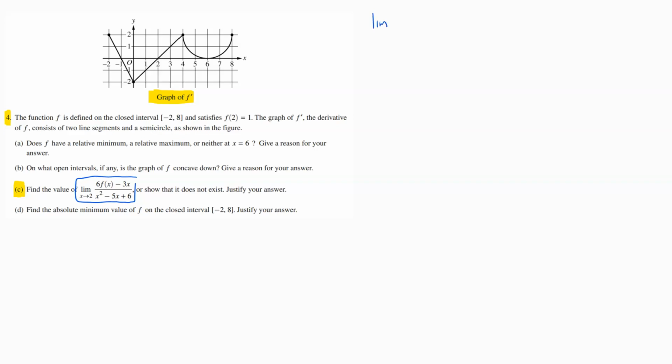So we start off and we say the limit as x approaches 2 of 6 times f of x minus 3x over x squared minus 5x plus 6. I would tell you to go ahead and plug these values in and see what you get, right? That's always option 1. So you'd say this is 6 times f of 2 minus 3 times 2, all over taking 2 and plugging it in on the bottom here. Oops, not a 5x, that would be a 5 times 2.